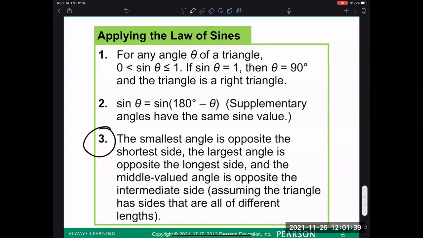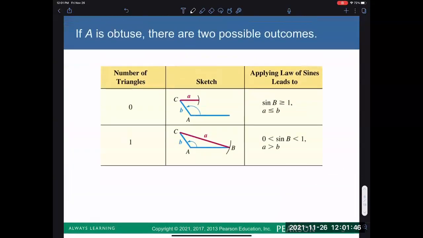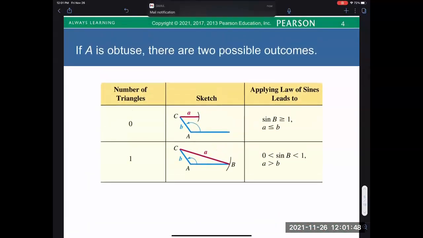Assuming that you don't have two angles and two sides that are the same, and if they are, then those will be equal as well. That helped us in the situation here, where if A is bigger than 90 degrees, then angle A has to be the largest side. And if you are given that B is larger than A, you can't make a triangle. Simple as that.